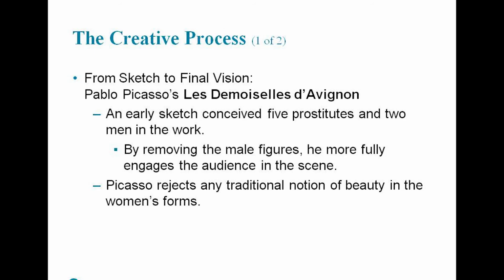From sketch to final vision, Pablo Picasso's Demoiselles d'Avignon: an early sketch conceived 5 prostitutes and 2 men in the work. So the first version that he had drawn, and we know this now because they've taken x-rays, there were 2 men in the painting. And the intent was, one was a doctor and one was possibly a man courting prostitutes.